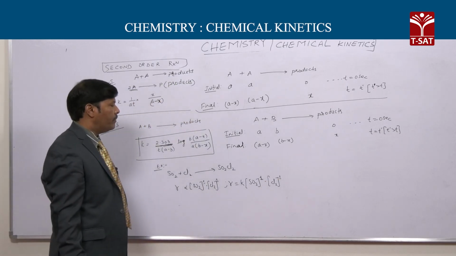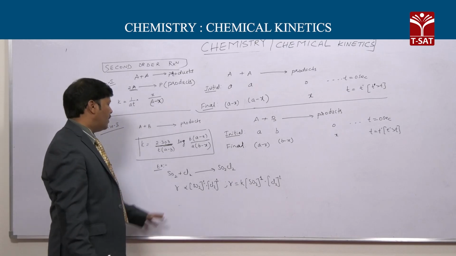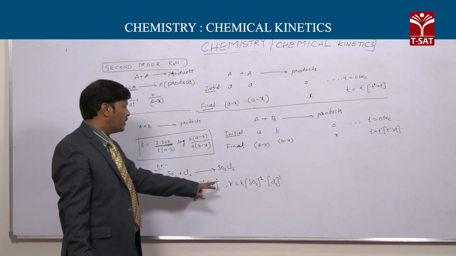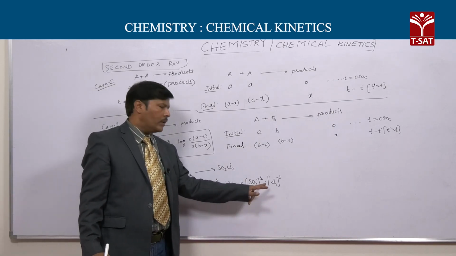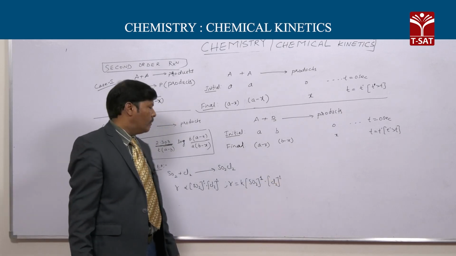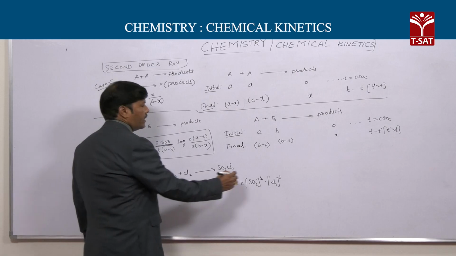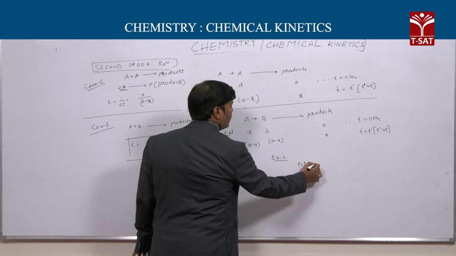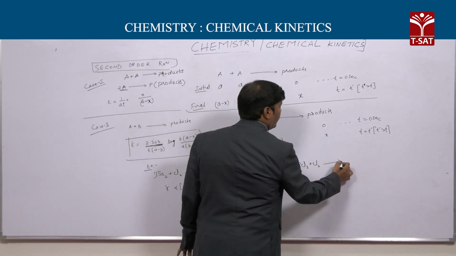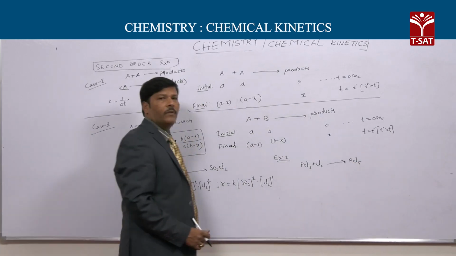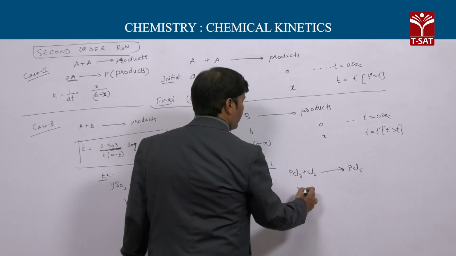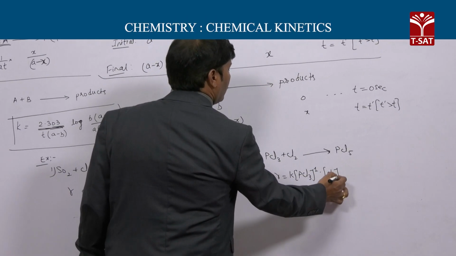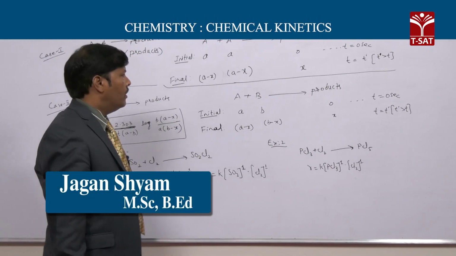So it is very clear from the rate equation that the formation of sulfuryl chloride from the two reactants, sulfur dioxide and chlorine, obeys second order kinetics, because the sum of the powers is 1 and 1. Similarly, take a second example of a second order reaction: PCl3 plus Cl2 gives rise to PCl5, the formation of PCl5. The rate of reaction is equal to rate constant into the concentration of PCl3 to the power of 1 into the concentration of chlorine to the power of 1. So this is a second order reaction.